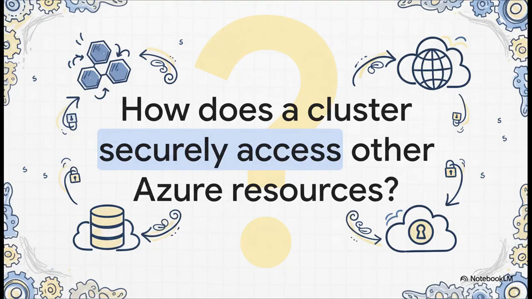Okay, so the cluster exists. Great. But right now, it's basically an empty box. It needs to pull your application's container images from a registry to actually do anything. So how does it get permission to do that without you scattering passwords and secret keys all over the place? Because that's a huge security no-no.